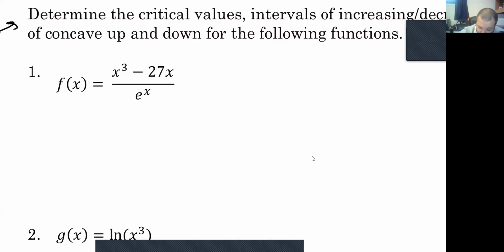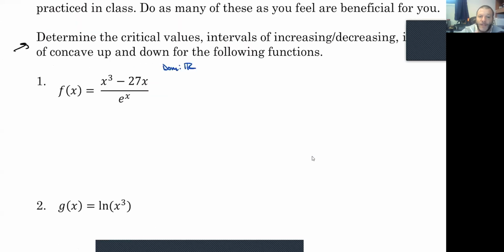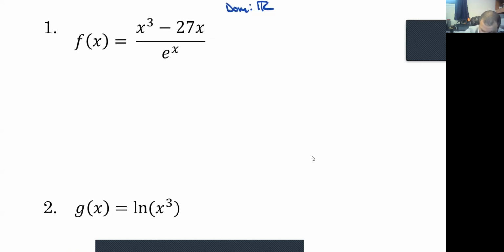They can never equal 0. So we have no domain restrictions, right? So we can think the domain is all real numbers. Then we want to find critical values, intervals of increasing, decreasing, all that good stuff. So that means the first thing we want to do is take a derivative.